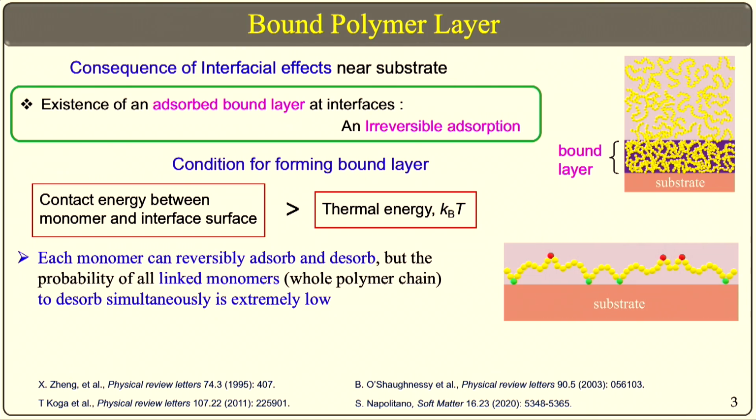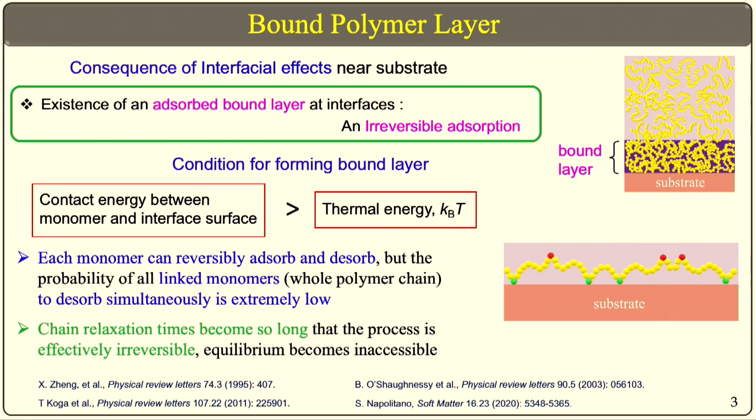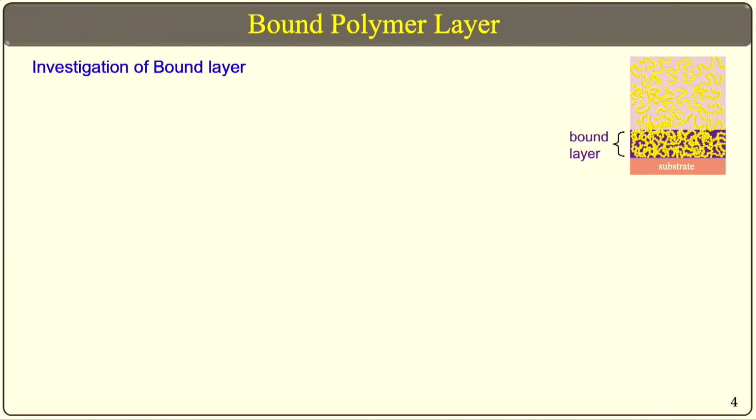However, each monomer can reversibly adsorb and desorb, but for the whole polymer chain to desorb from the substrate, the energy cost is very high. That's why this results in a certain layer, typically known as the bound layer, on top of the substrate, and the chains are so adsorbed to the substrate that reaching equilibrium takes a very long time, and the equilibrium process is inaccessible. So why do we need to investigate this bound layer? In this talk I would like to focus on the investigation, or probing, of this bound layer.